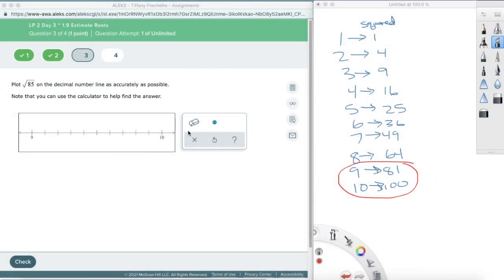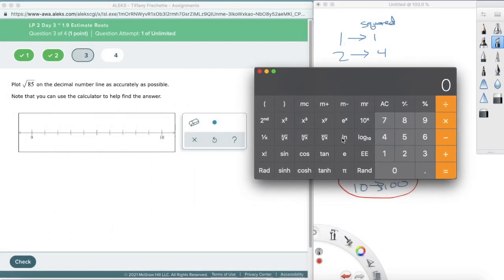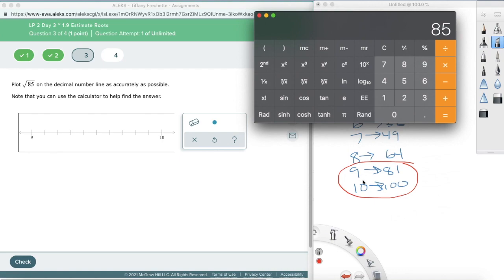So I'm actually going to break out my calculator here instead of estimating it, and I'm going to say 85. And if I think about this, it's probably going to be pretty close to the 9 range. So I'm thinking like 9.2 maybe. But let's go ahead and test it out. Ooh, that was pretty good, 9.2.